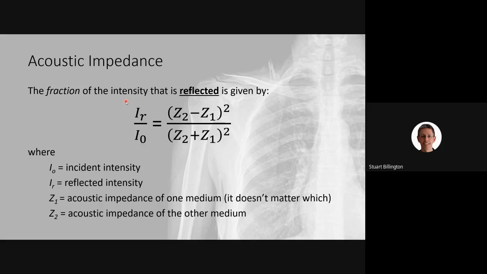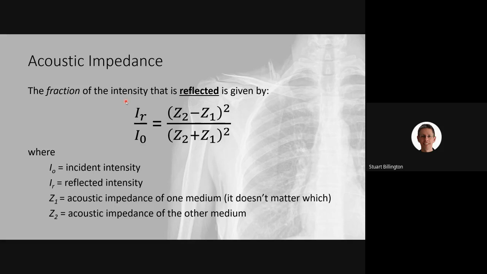Okay, the biggest mistake that students make is to forget that it is the percentage or the fraction that is reflected, not transmitted. So if you work out that the answer to this is 28%, that means 28% is reflected and 72% carries on through the boundary.